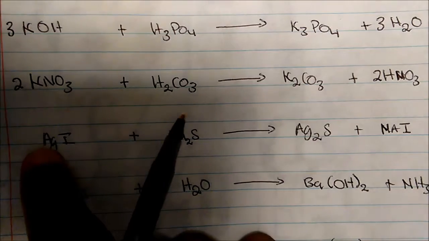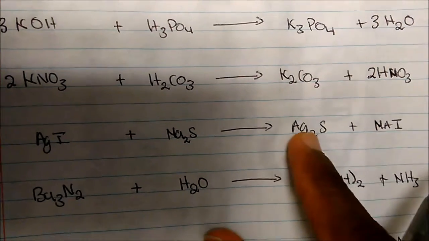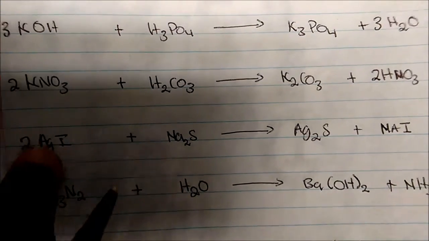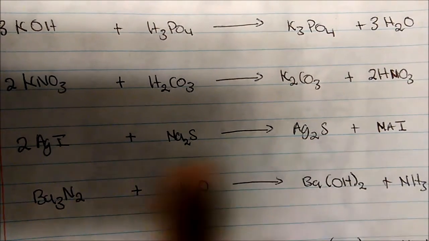Now, what about this one? Well, if I look over here, I have 1 mole of silver, and over here I have 2 moles of silver. So if I put a 2 in front of silver, now I have 2 moles of silver. My silver is balanced. Okay, let's take a look at the next one.